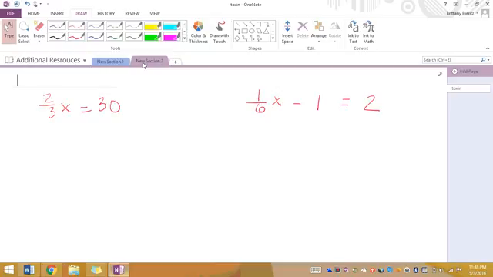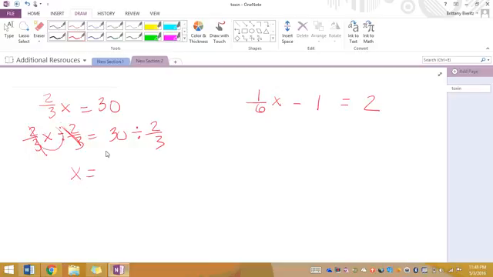Let me write this out, so hopefully I can notice something that looks familiar. I need to take 2/3 x and divide it by 2/3. Do it to this side as well: 30 divided by 2/3. I'm not too concerned that it's a fraction, because I know that multiplying and dividing by the same thing will cancel out. So those get rid of each other and I'm just left with x.